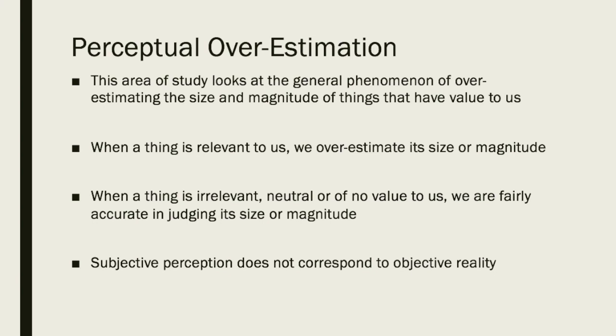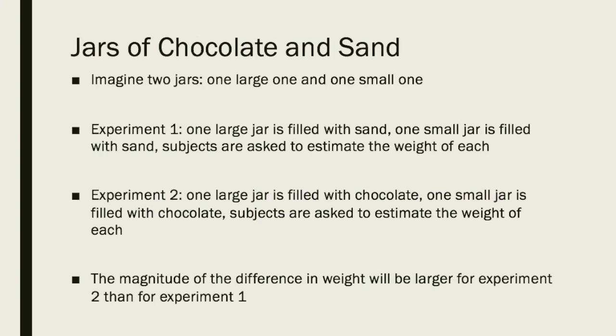In other words, our estimates always contain some error or noise, but the error is not evenly distributed across the stimuli. Let me give you an example using jars of sand and jars of chocolate. Now, what do jars of chocolate and sand have to do with social psychology? Again, just bear with me.